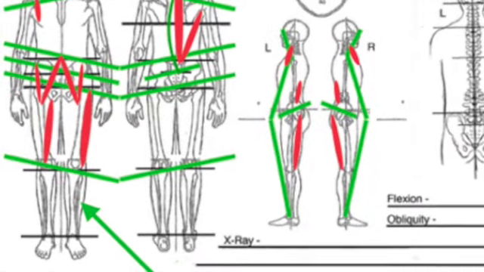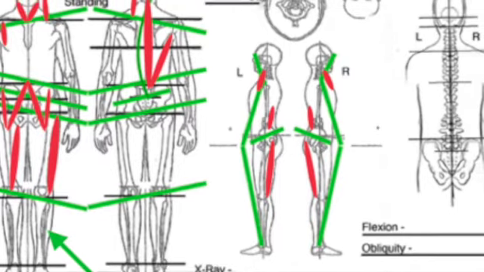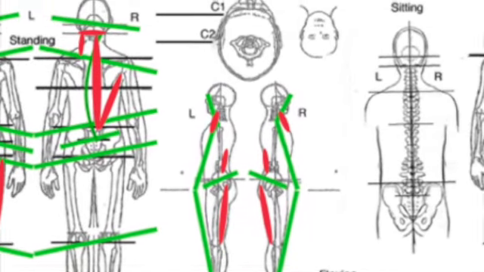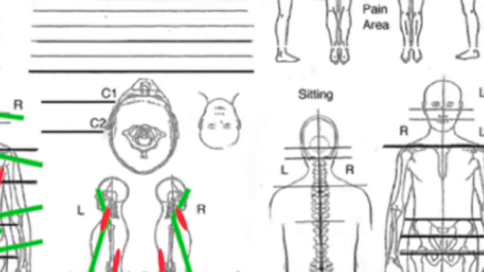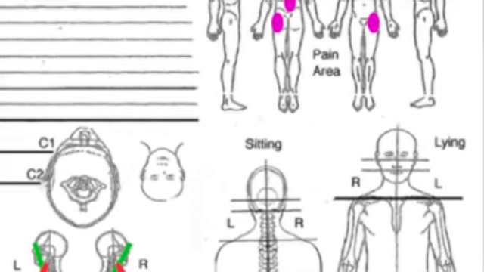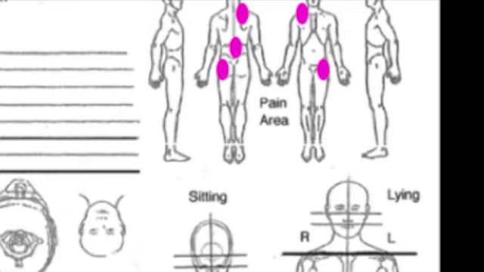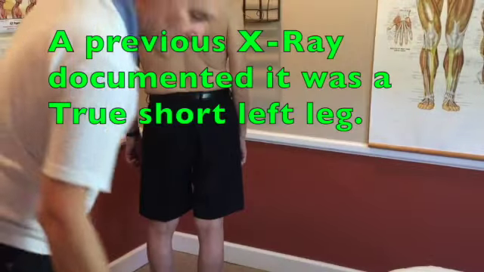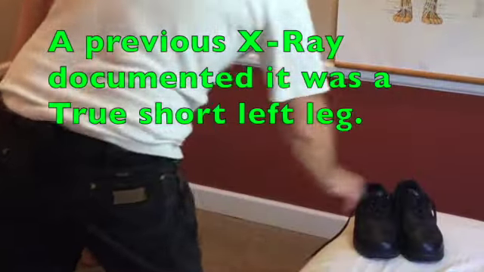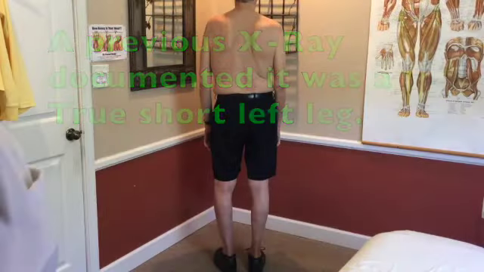When I'm doing an assessment, I always use green to mark the bones, red to mark the muscles, and purple to mark the pain areas. That way at one glance, when I'm working on someone, I can see and keep straight what the various lines mean. A previous x-ray showed that this person did have a true anatomical leg length difference.